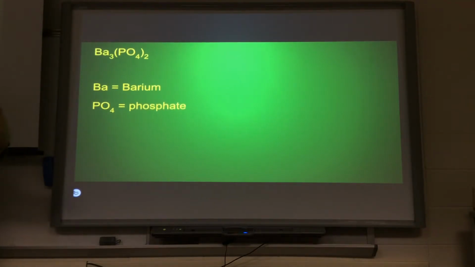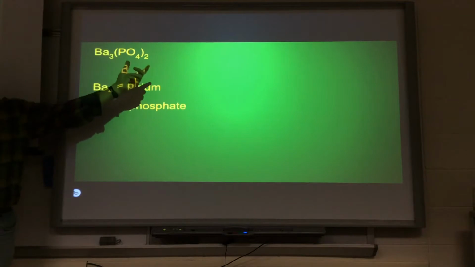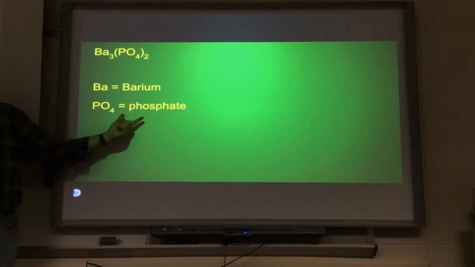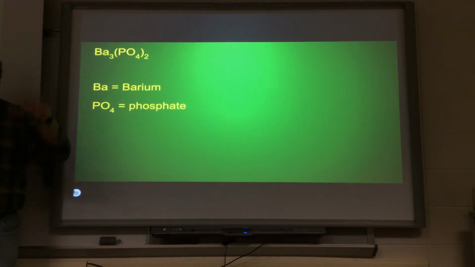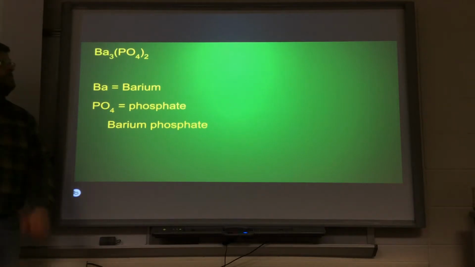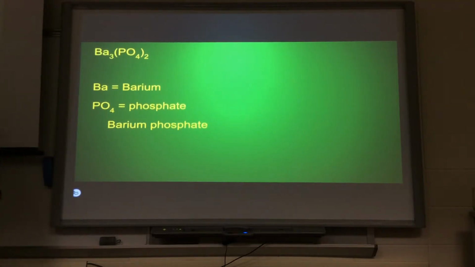Just as easy for naming. Because before it was barium and phosphide, and you're done. It's the same deal here. My cation is barium ion, and my anion is phosphate ion. I just put the two words together and don't worry about the ion part. Barium phosphate. We're done. That's its name. These are easy. Barium phosphate.